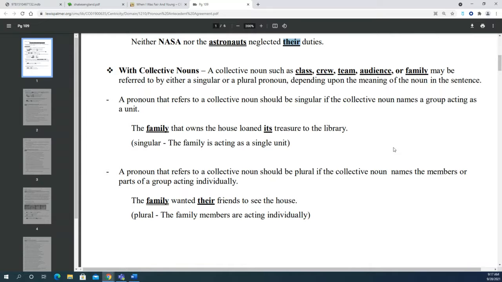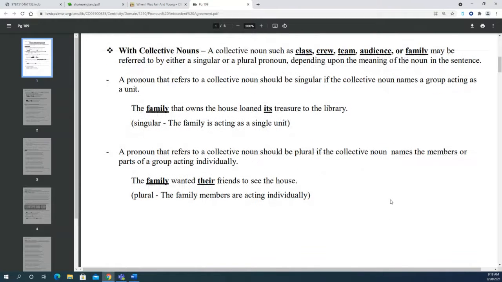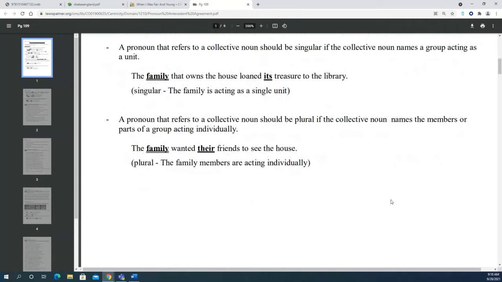Even though there could be groups that make up that family, it's still acting as a collective noun, and that's why it is acting as a singular unit. If you look at the other exception, a pronoun that refers to a collective noun should be plural if the collective noun names the members or parts of a group acting individually. So, the family wanted their friends to see the house. Here, the family is acting as a plural noun because the family members are acting individually, by their antecedent there, using the word their, right?